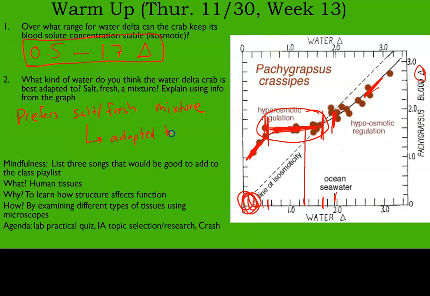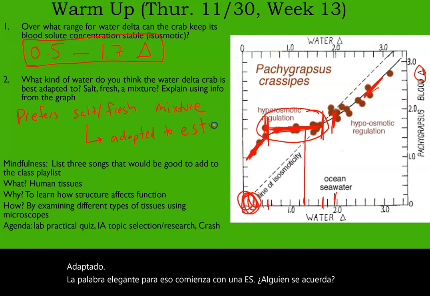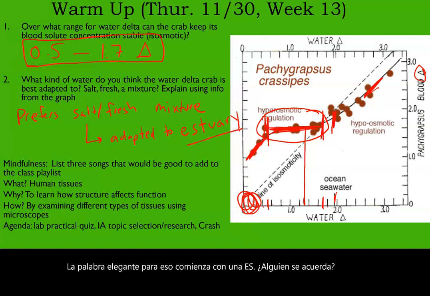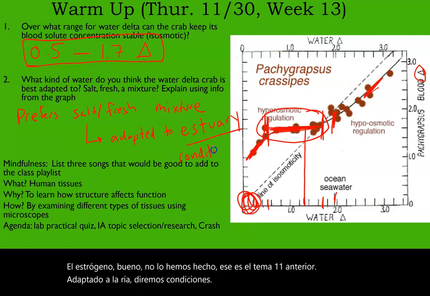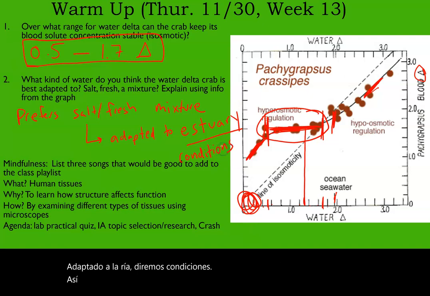Adapted. The fancy word for that starts with an ES. Anybody remember? Est. It's called an estuary. Okay. Estrogen? Well, we haven't, that's part of topic 11. Adapted to estuary, we'll say conditions. So it kind of makes more sense grammatically.